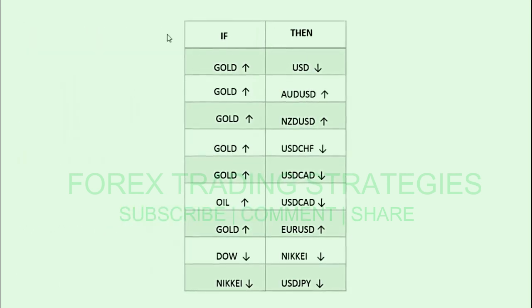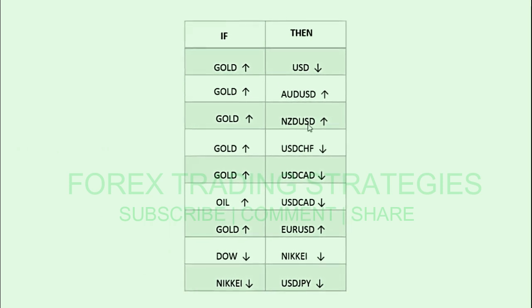We've got here a diagram where I choose this side is the if and this side is then, meaning that if gold goes up, we're expecting the dollar to lose strength. If gold gains strength, AUD/USD gains strength too. It follows it. Gold goes up, NZD/USD goes up too.